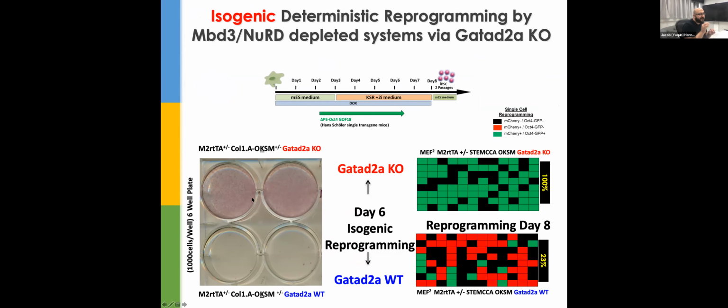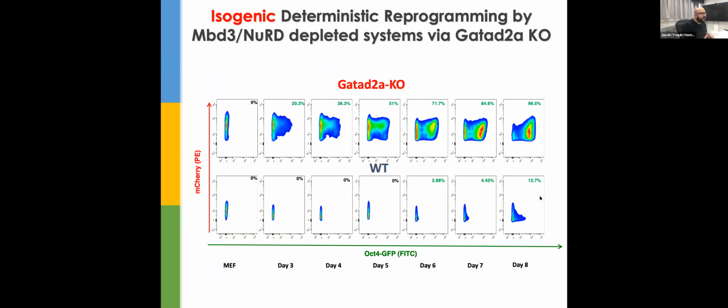And if we do this by single cells, you can see here again, just like the Mbd3 hypomorphs, in the Gatad2a complete knockouts, the efficiency goes up to 100% in 8 days. To show you that we're not biasing this, we're not selecting, we did this also on the bulk population. We plate the cells and we FACS them without passaging, every day within 8 days. You can see here in the wild type, and we're looking at the OCT4 GFP, in the 8 days, the efficiency is about 12%.